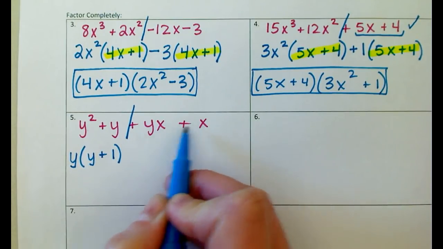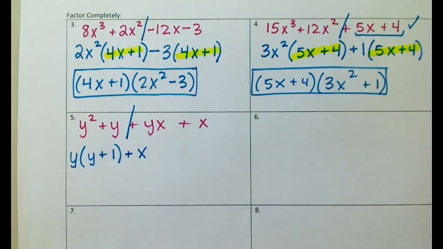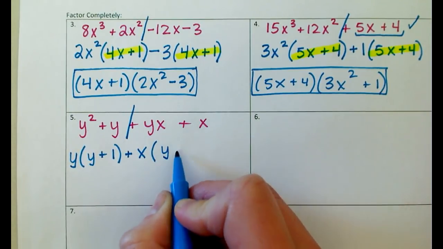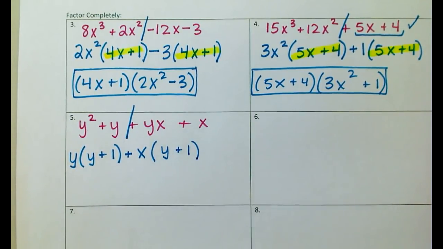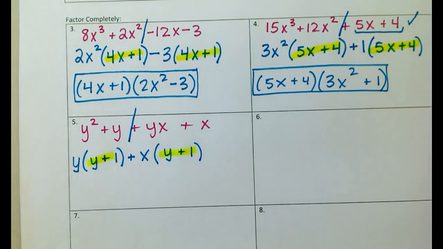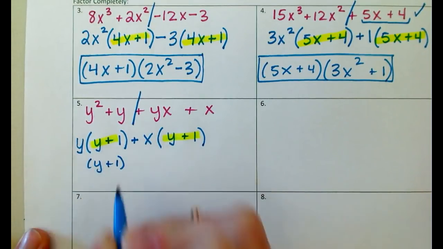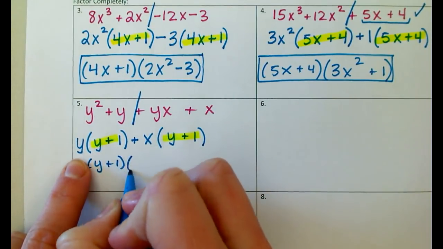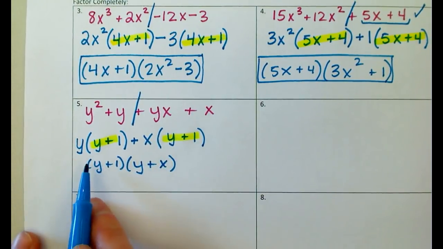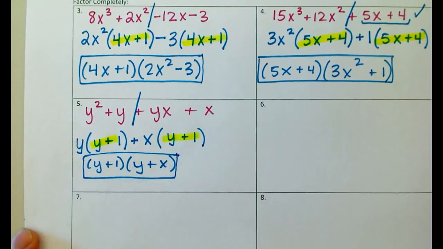Looking at these two terms, I've got yx and x. They both have a positive x in common, leaving behind y and a positive 1. Once again, these terms have successfully matched up, and that's my GCF. So I'm going to factor out a y plus 1, and left over from that is y plus x. This is fully factored, and we can always multiply these back together just to check.